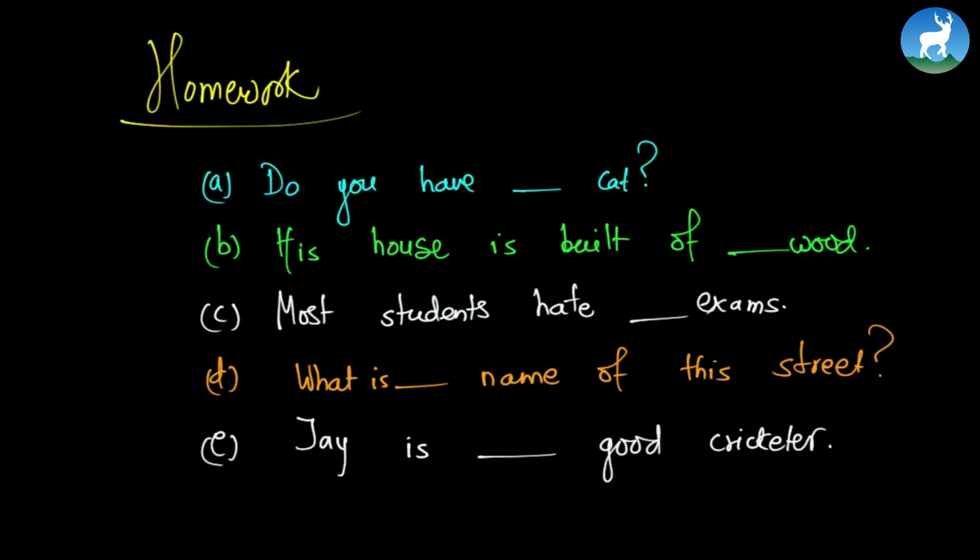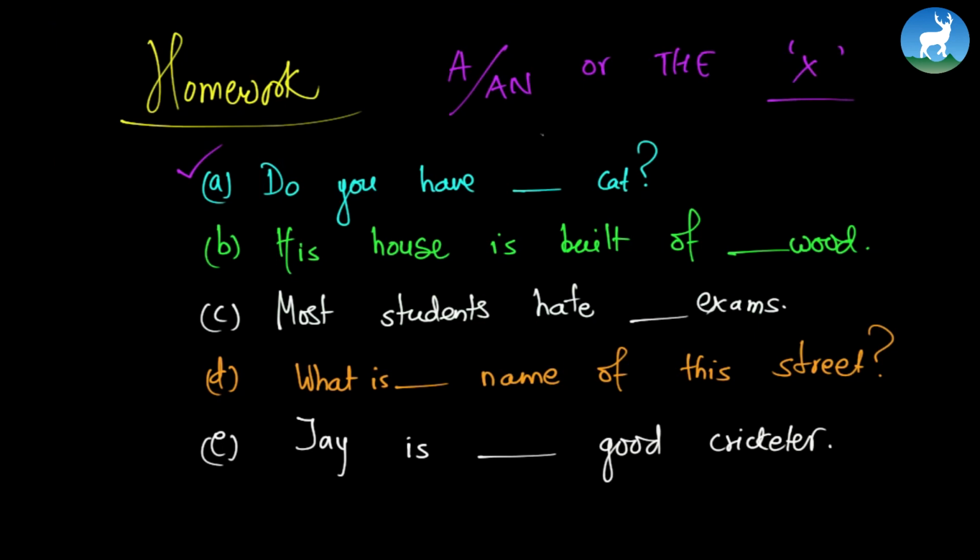Alright, with this we have come to the end of today's class. Now I'm going to give you some homework as usual. Your homework is fill in the blanks. Very easy one. You need to fill in these blanks using words like a, an, or the. Sometimes you can even use the zero article. What that means is you can use no article.